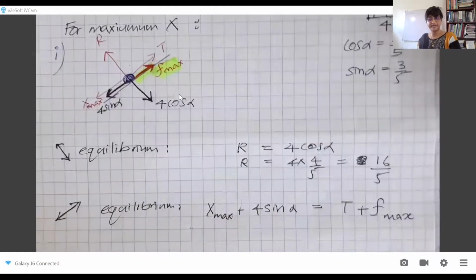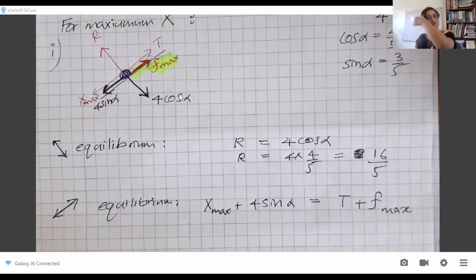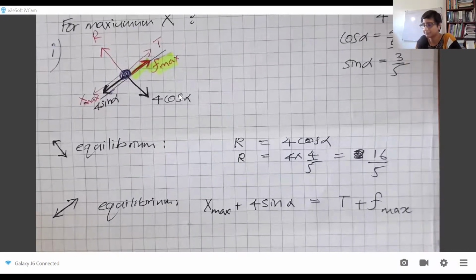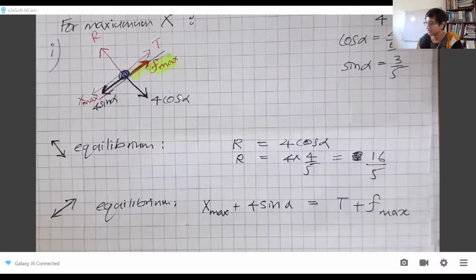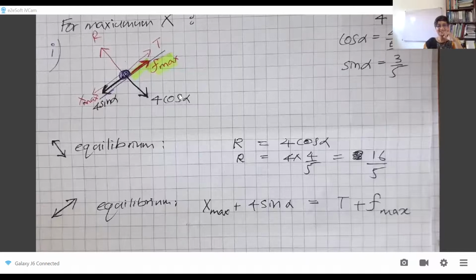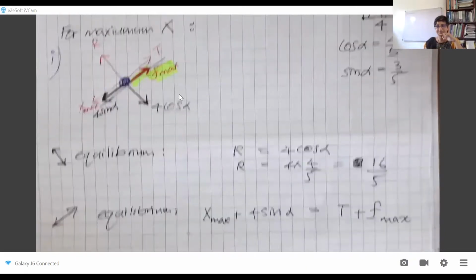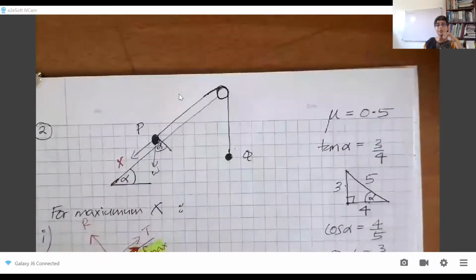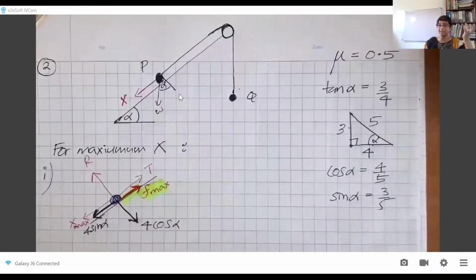How do we find T? To find T, who can tell me? Let's go back to the original diagram. Remember, T is a common force that acts on both P and Q. Same string, same tension to both of them.